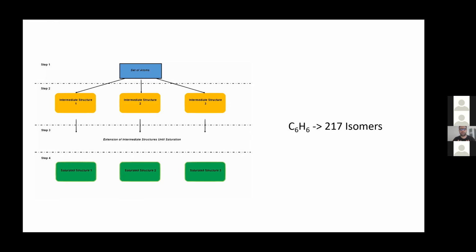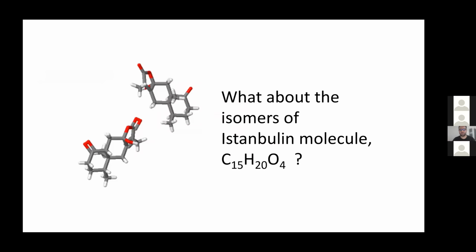So it looks okay, but what if we have something bigger, a natural product called Istanbulin? With Istanbulin, C15H20O4, the construction of all possible isomers will take days. I know very well because I'm still running it on the server. I'm just curious what I will get for this molecular formula with 19 heavy atoms in total. So it takes days. And this is a good example of the combinatorial increase in the number of isomers as we increase the size of our molecular formula.